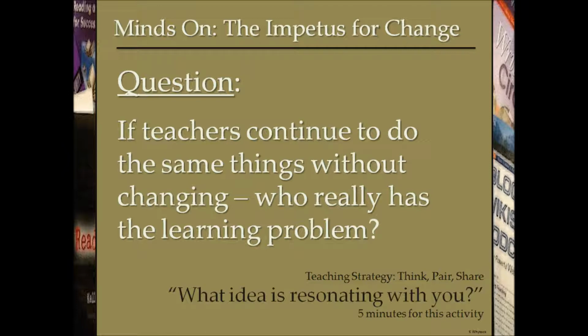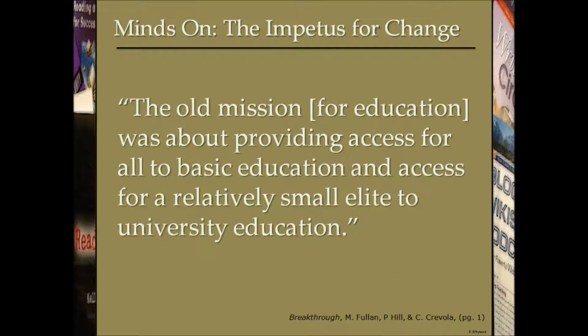Okay, thank you for that. Let's move on. So we've talked about the change in society. Now let's look at the change in education. The old mission for education was about providing access for all people to basic education and access to a relatively small group to go to university, right? We wanted the factory model. We wanted to train people to be workers in the factory, be organized, show up to work on time, do your job, go home. Those that showed aptitude for it went on to university and for different jobs.